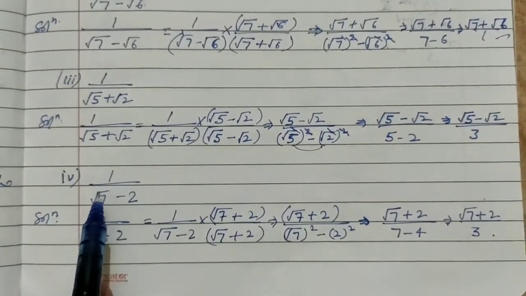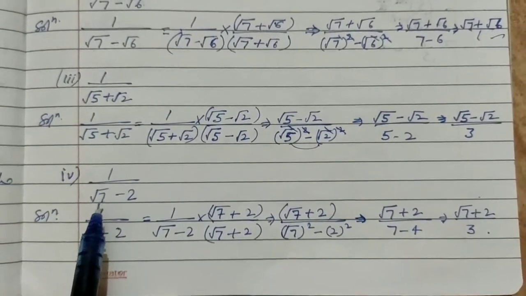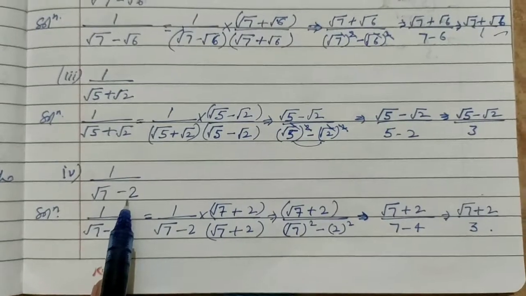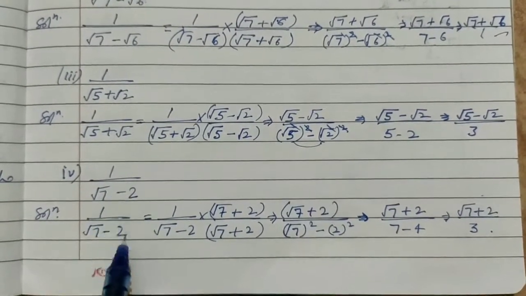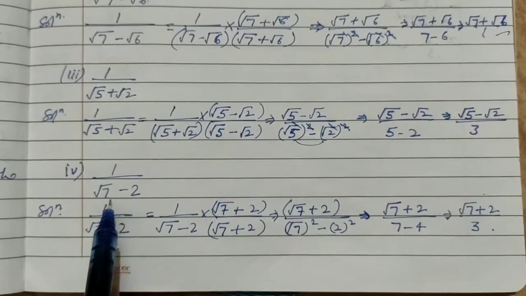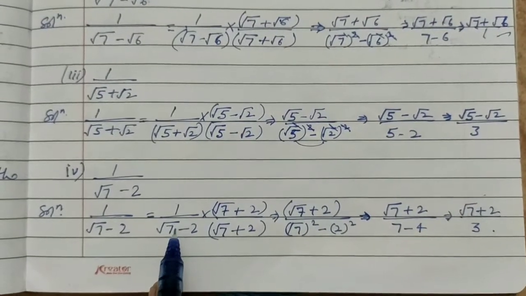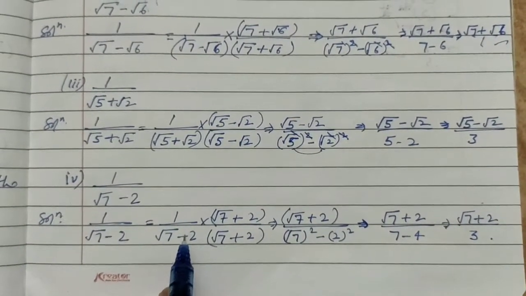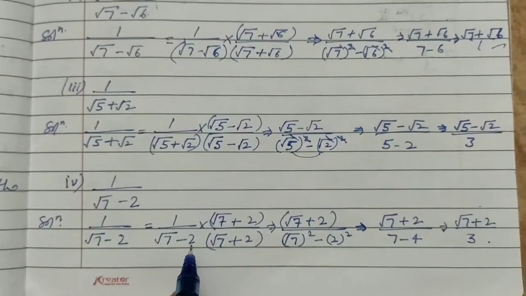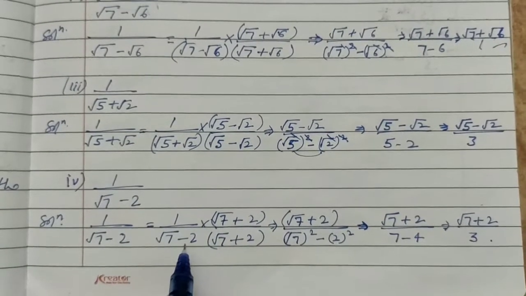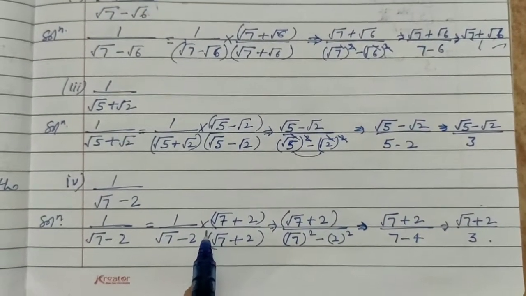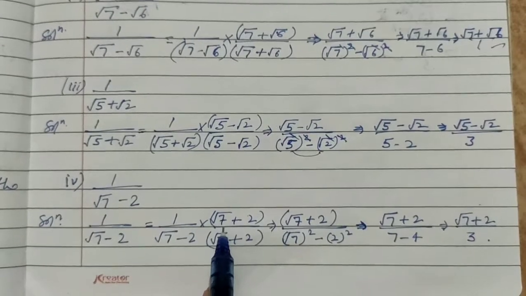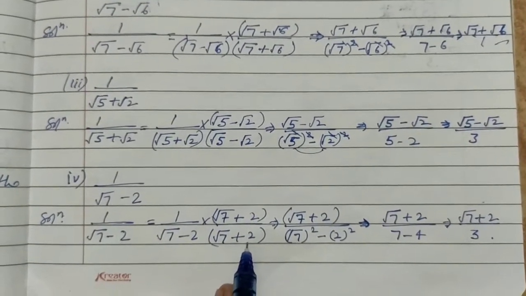In the part number 4, we have 1 upon under root 7 minus under root 2. So this is the denominator of given number. So we will rationalize the denominator of this given number. So for rationalization, we will multiply and divide the given number with the opposite sign of the denominator. So 1 by under root 7 minus under root 2 will be multiplied and divided with under root 7 plus under root 2 and under root 7 plus under root 2.